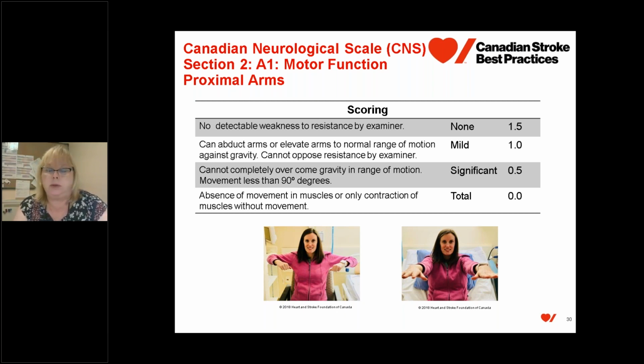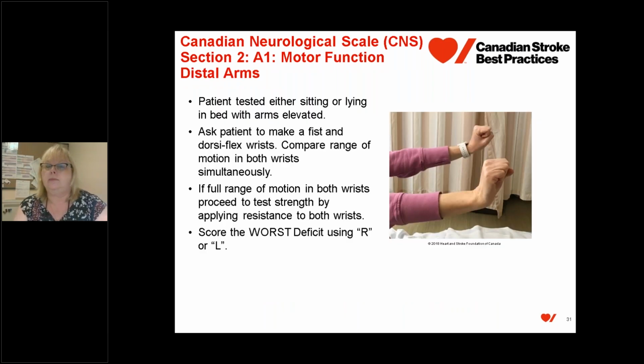When we look at scoring, none would be scored 1.5, mild would be scored 1.0, significant would receive a score of 0.5, and total would be scored as a 0. As with the face, we would indicate the side of the weakness with either an R or an L.